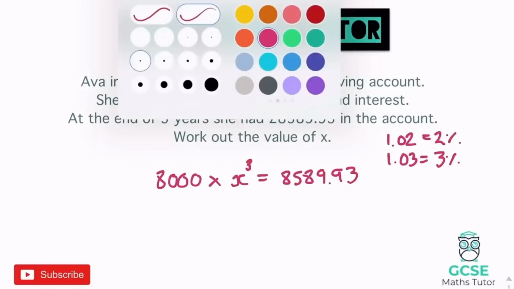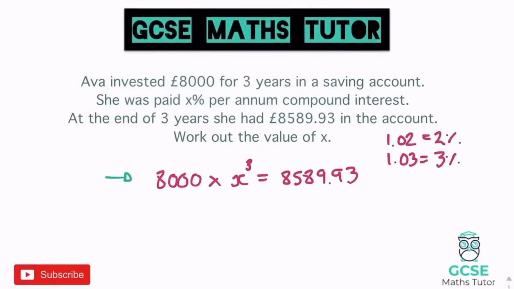But there's actually a simpler way of doing this, and it's just about rearranging this little equation that we've got written here. So if I want to have x cubed on its own, bearing in mind it's 8,000 times x cubed, I could divide both sides by 8,000. That'll give me x cubed on its own. So divide both sides by 8,000, and we get x cubed equals 8589.93 divided by 8,000, and we get, let's write this down, x cubed is 1.0737. What else we got?